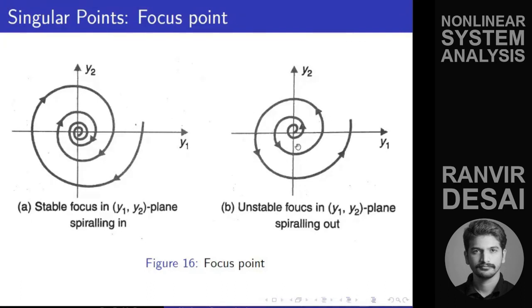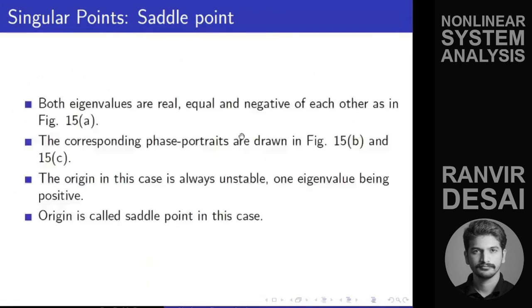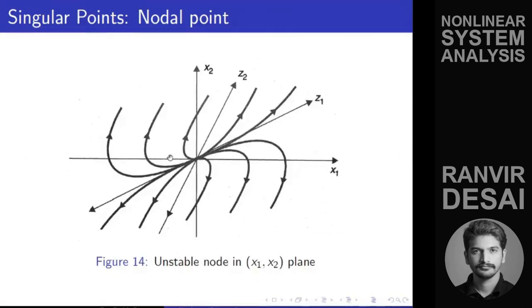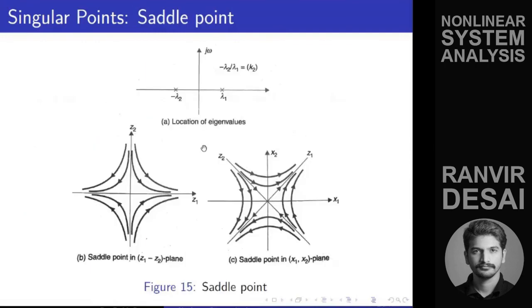So we have seen up to now how many points. First one is stable node or stable nodal point, where eigenvalues are on the left hand side. Second one is unstable nodal point or unstable node, in which both eigenvalues are on the right hand side. Third one is saddle point, where one is on left, one is on right, but real.